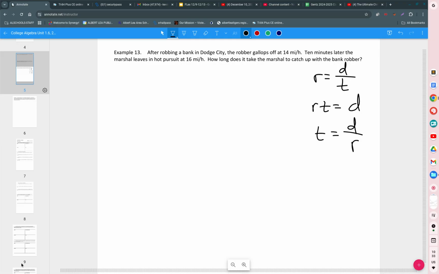It does work to set it up as time. However, I think that, in my opinion, it's easiest to see that we set up distance, because when one overtakes the other one, that's when they finally traveled the same distance. Get my point? That makes sense. So when I'm doing rate, distance, and time, I like to think about what variable is the same. So we want to know this question. When is the robber distance equal to the marshal distance?